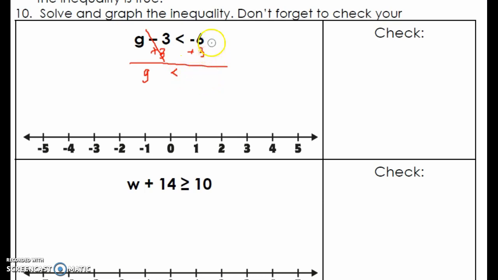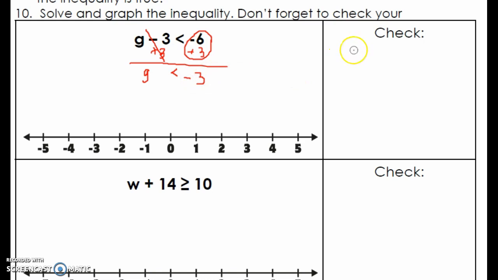Is less than. Now, you will use your calculator if you need to, but don't forget, negative 6 and positive 3, the signs are different. We find the difference. The difference between 6 and 3 is 3, and there were more negatives than positives, so it's a negative 3.